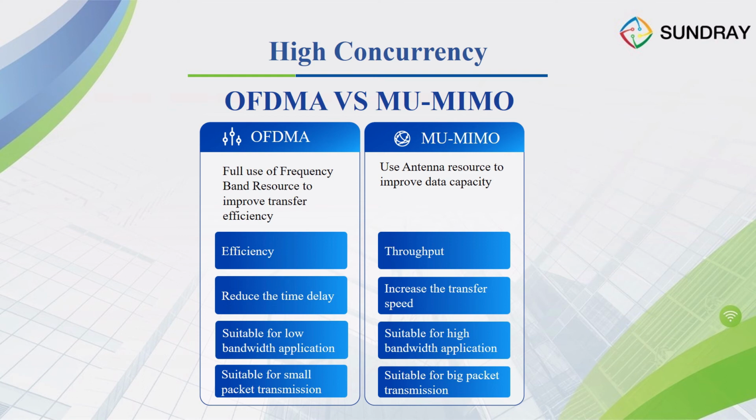But the good thing is these two technologies are both used by Wi-Fi 6. So Wi-Fi 6 is good at efficiency, good at throughput, good at small packets and also good at big packets, and suitable for lower bandwidth applications and also for high bandwidth applications. So these technologies work together and help each other and make Wi-Fi 6 very good.